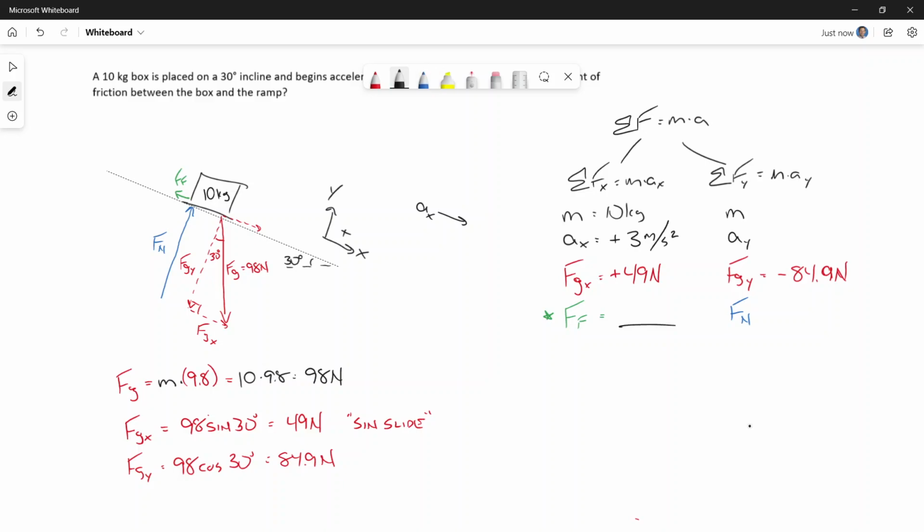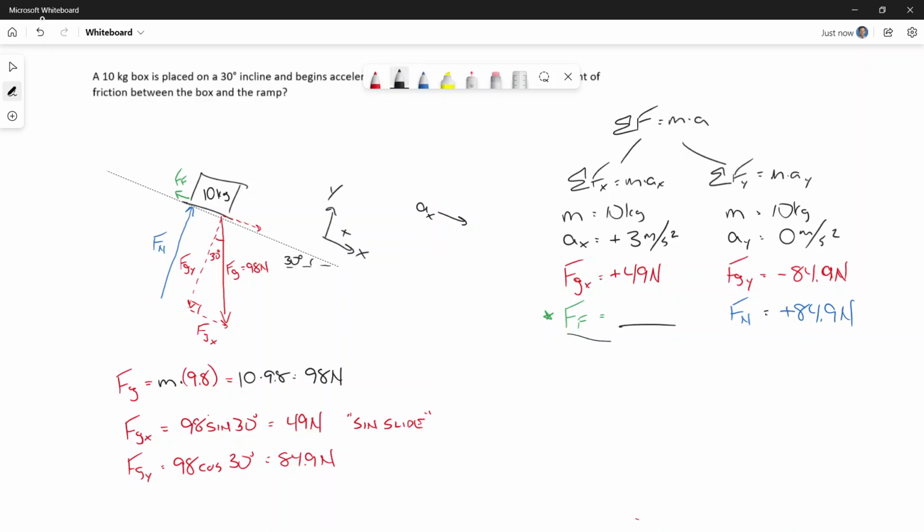We have Ff, the force of friction. And on the y side, you have the same mass. However, it's not leaving the ramp surface, so we have no acceleration, which means that the sum of these two forces has to be 0, which means the normal force better be the same as gravity, which we have that already in our free body diagram. So I have the normal force as 84.9. So how do we find friction?